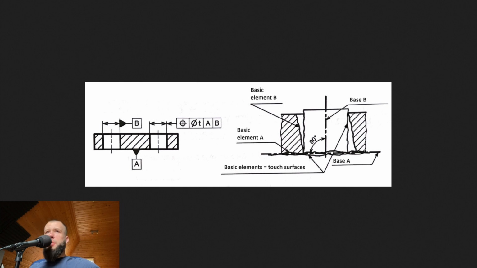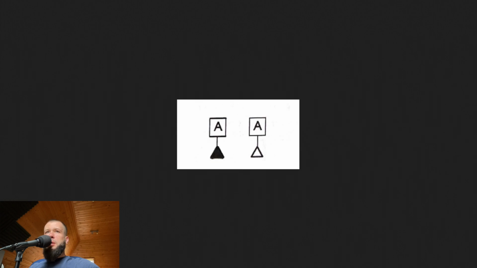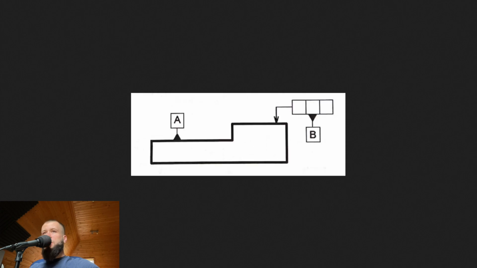Bases are marked with a filled or empty triangle, as you can see in this picture. The triangle can be connected directly to the base or connected to the tolerance frame, whose arrow indicates the base, as you can see in this picture.